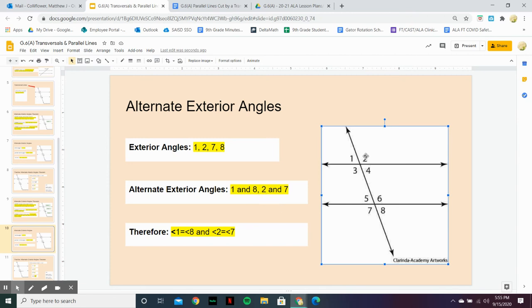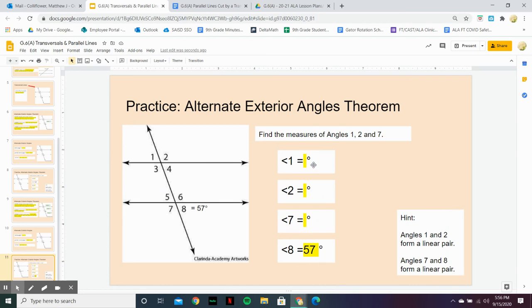Likewise, angles 2 and 7 are alternate exterior angles because they are on opposite sides of this transversal. They are exterior angles and they do not have the same vertex. So using our theorem, the alternate exterior angles theorem, we can say that angle 1 is equal to angle 8 and angle 2 is equal to angle 7.